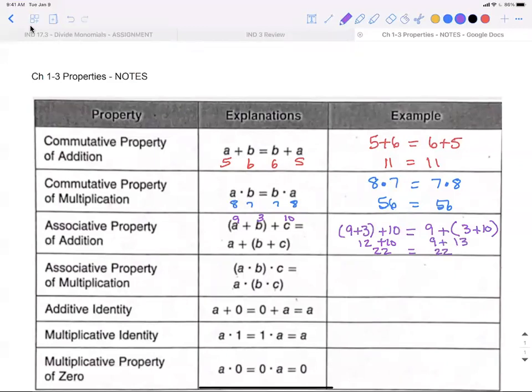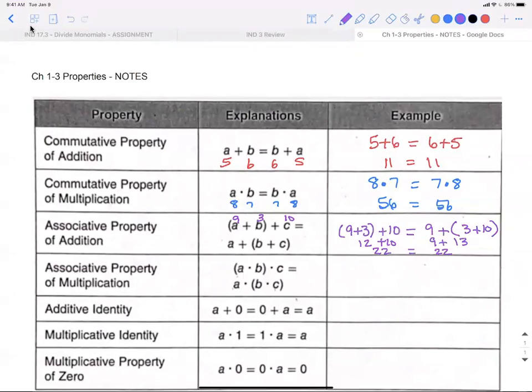So with the associative property, if you think about it as a memory trick, it's who you associate with, right? Who's your group of friends? Who do you associate with? So if you group A and B and then add C, it's the same as if you group B and C and then add A.